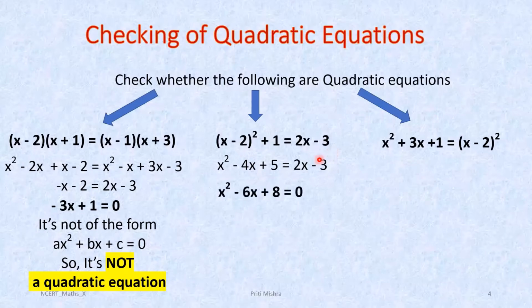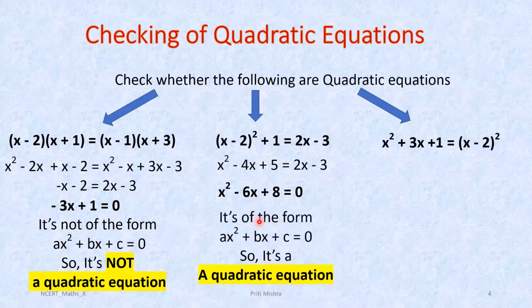Now, after simplification, when we are shifting all the terms from the right hand side to the left hand side, we are having x square minus 6x plus 8 is equals to 0. Now, you can see it's like ax square plus bx plus c equals to 0. So, it's a quadratic equation, right? It's a quadratic equation. Now we will solve third one.